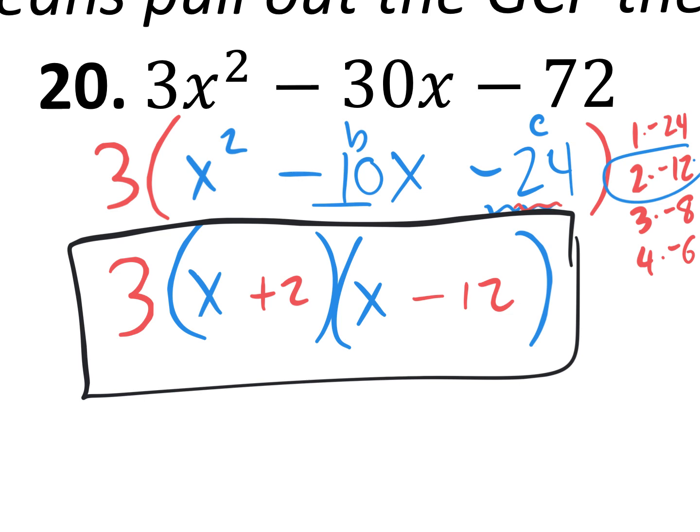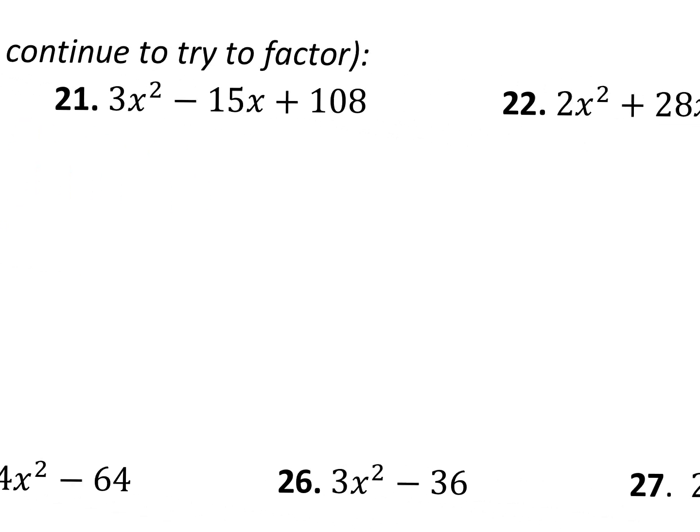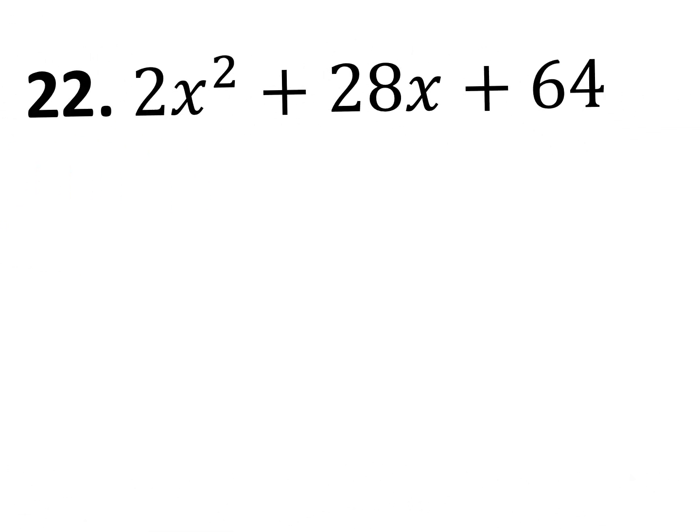Now, this is not always going to happen. What do I mean by that? Let's take a look at number 22. And it looks like it has a GCF of what? What could I pull out? A 2. So we're going to pull out that 2.